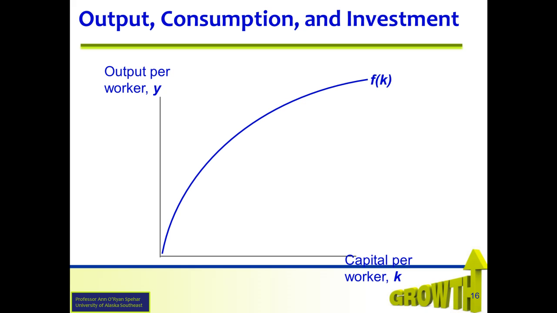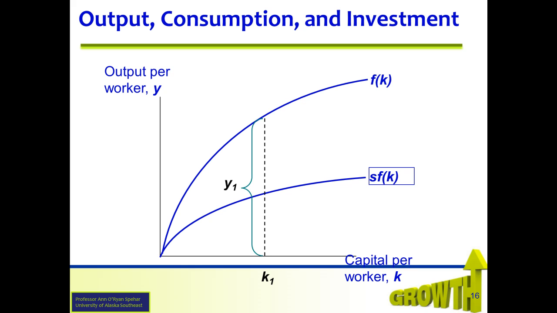This figure shows how for any value of k, the amount of output is determined by the production function. But we can also show how the allocation of that output occurs. Because s f of k represents that which is saved, this is what is allocated into investment. So the distance from the x-axis to the savings function, s f of k, represents investment. And the remainder is that which is consumed. So output is equal to consumption plus investment, or y is equal to c plus I.